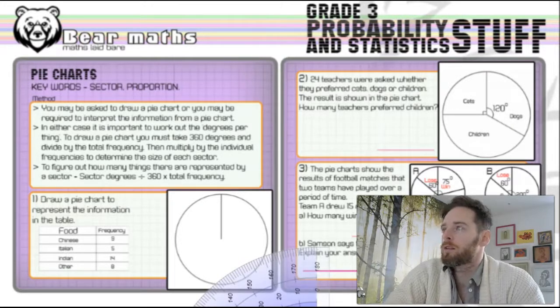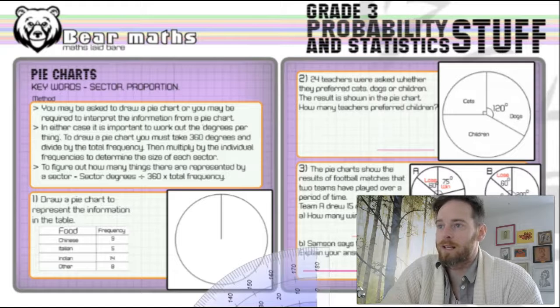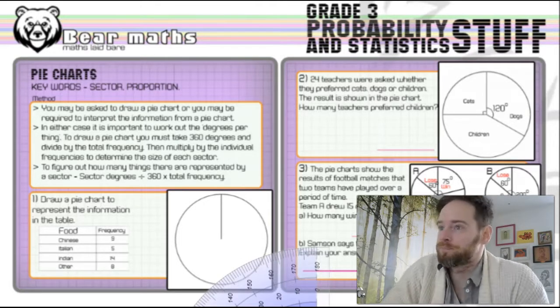Keywords I've got for you are sector and proportion. Now the sector is part of the circle that represents a particular category in the pie chart, piece of the pie basically. And proportion is when you represent something numerically as a part of a whole amount.